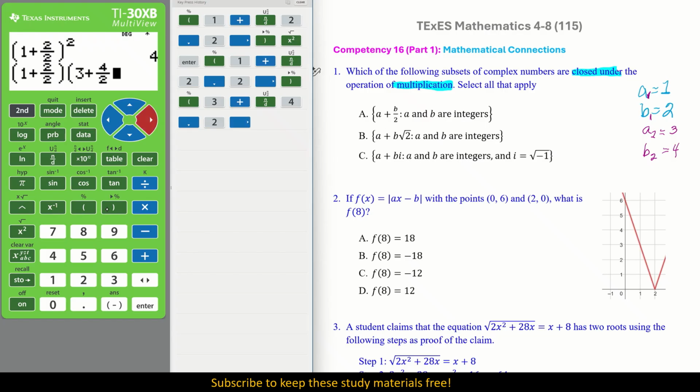And I'm sure you can see that it's still not going to be closed under multiplication. We get a different presentation. You get an actual integer, a positive integer. Okay, so the truth is there is no way that that form is going to be closed under the operation of multiplication. So therefore A does not apply.